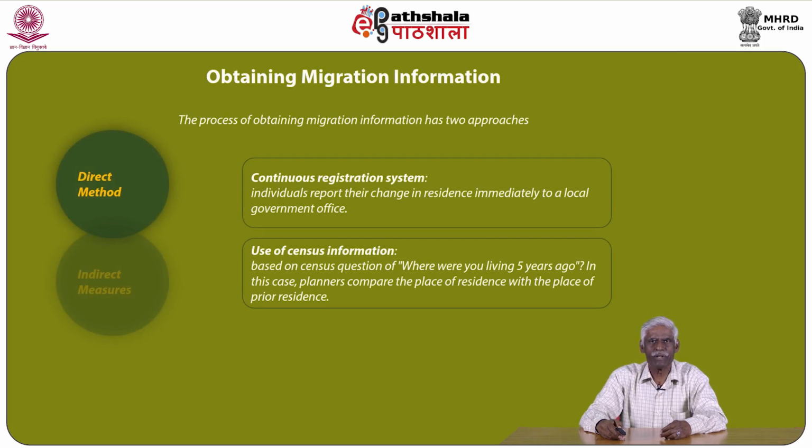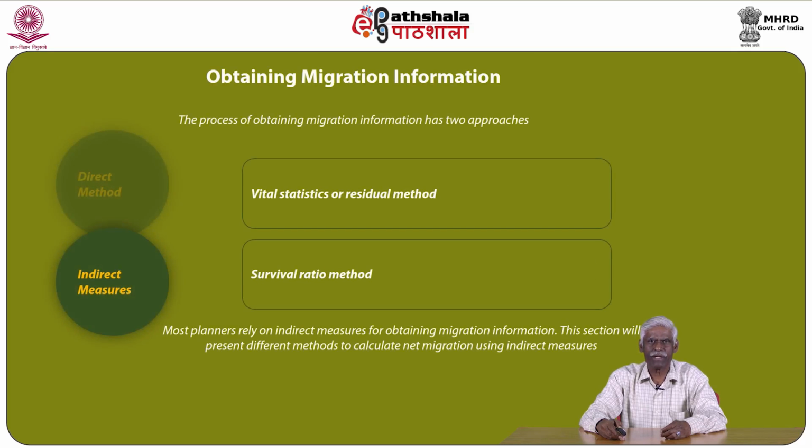Obtaining migration information. The process of obtaining migration information has two approaches, that is, the direct method and indirect measures. In the case of the direct method, there is a continuous registration system, that is, individuals report their change in residence immediately to a local government office. Use of census information, for instance, is based on a census question such as, where were you living 5 years ago? In this case, planners compare the place of residence with the place of prior residence. In the case of indirect measures, vital statistics or the residual method or the survival ratio method are widely used. Most planners rely on indirect measures for obtaining migration information.